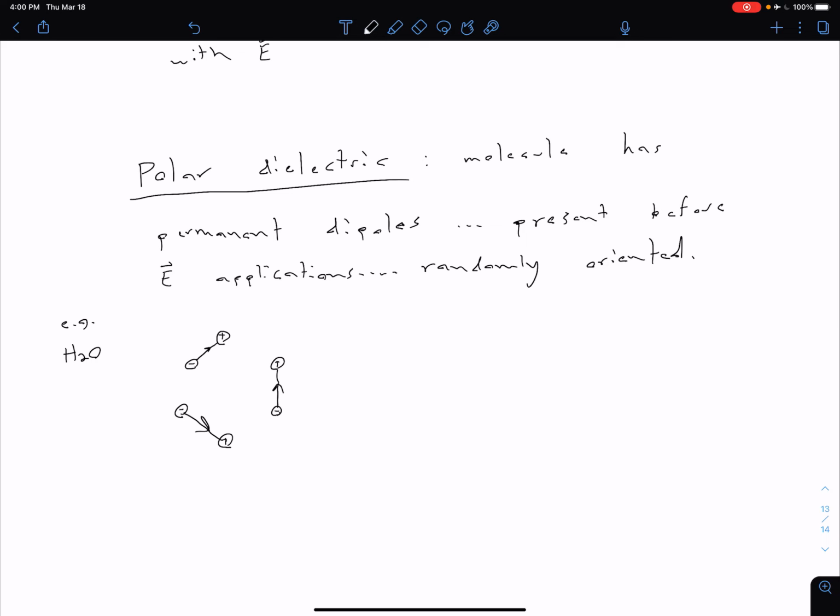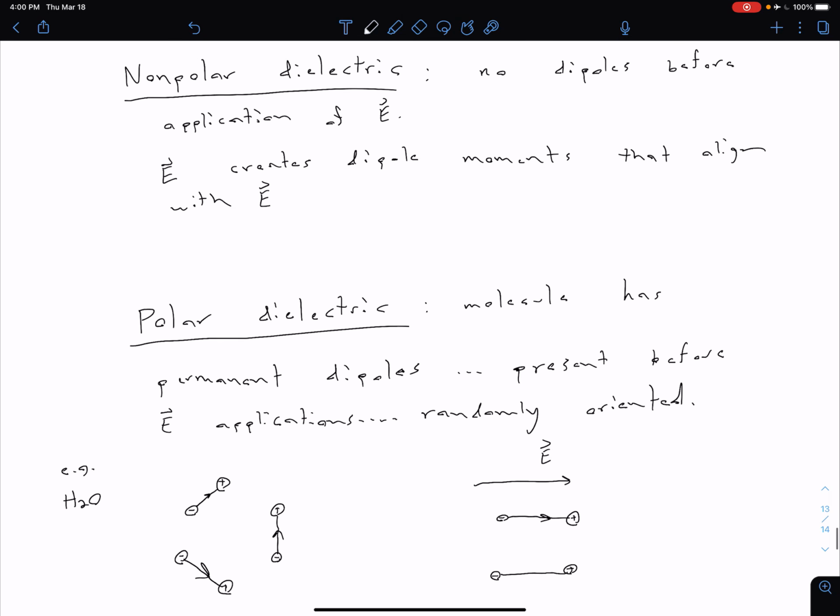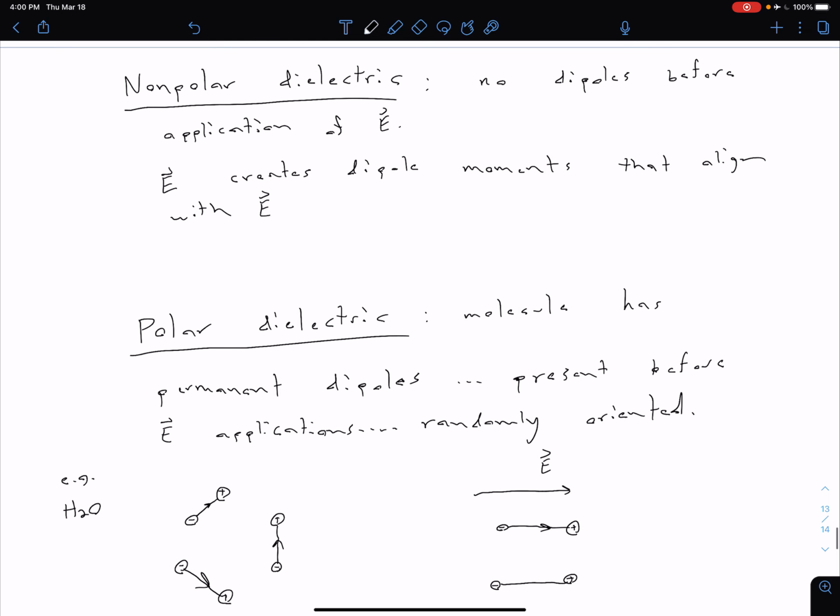If we apply an electric field in this direction, our positive charges are going to move to this end and our negative towards this end, and all of our dipoles will align in that manner. So that's the difference between our polar and nonpolar dielectrics.